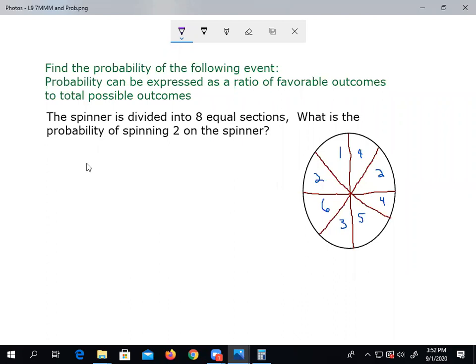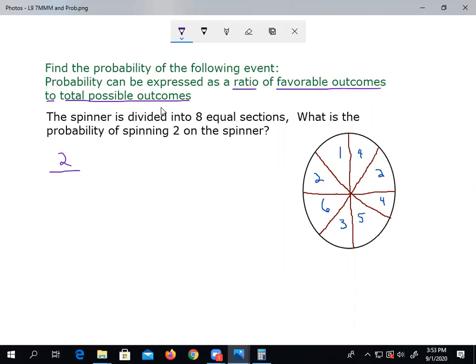So let's look at a probability question. So let's find the probability of the following event. Remember, probability can be expressed as a ratio of favorable outcomes to total possible outcomes. So the example is the spinner is divided into 8 equal sections. What is the probability of spinning 2 on the spinner? So 2 is what we refer to as our favorable outcome. So if you notice on the spinner, there are 2 2s. So the favorable outcomes is going to be 2.